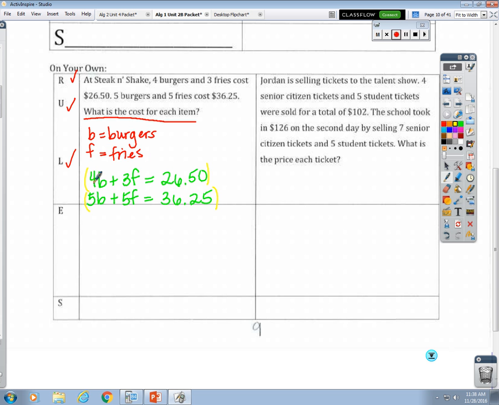So what should we multiply this top one by? Negative 5, because won't that make it a negative 20b? Well, if you're going to make that a negative 20b, what does this one need to be? Positive 4, so that it'll be a positive 20b. Because remember, they have to have opposite signs, so they'll cancel out. So if you make the top one negative, the bottom one has to be positive. Okay, so now, when I multiply this top equation by negative 5, what does it become?